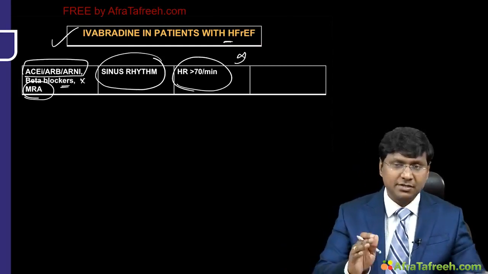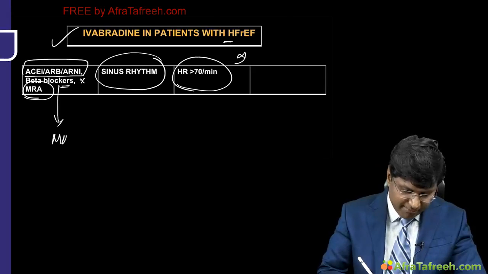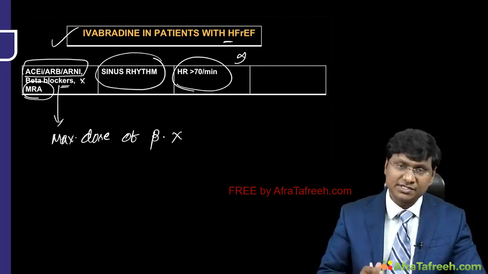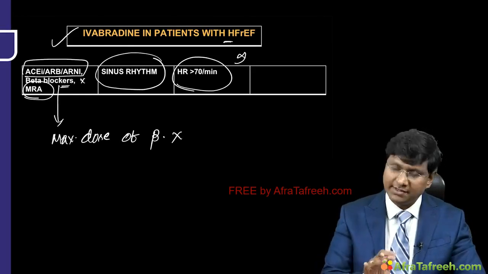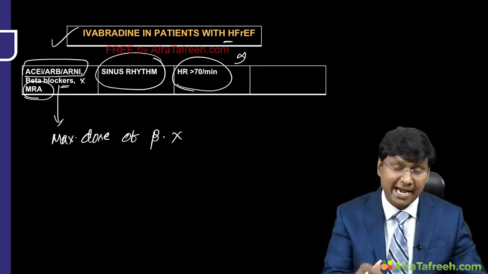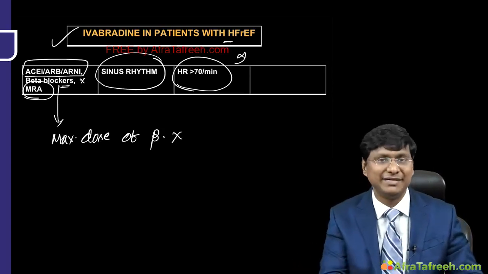Another point is, suppose the individual is on the maximum dose of beta blockers and the heart rate is still more than 70, then you can add ivabradine to the beta blockers also. That is what your guidelines say regarding ivabradine.